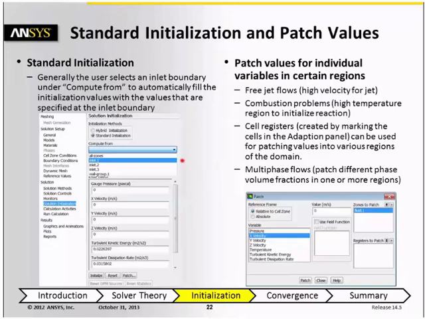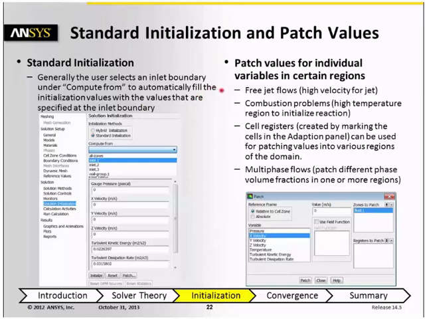Standard initialization fills every cell in the domain with the same value, but sometimes it can be beneficial to have different values of the same variable in different regions of the domain. This is what patch values does. You open the patch panel by selecting Patch in the Solution Initialization page.